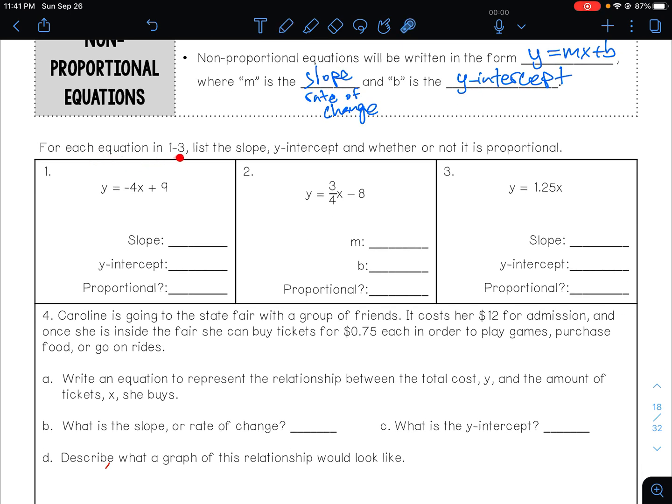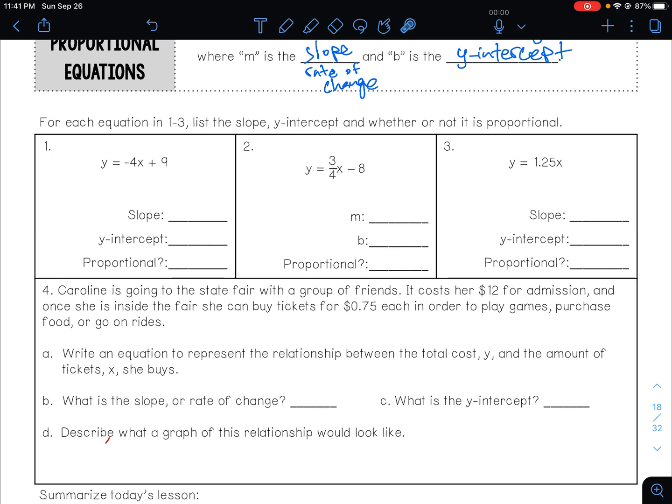For each equation in 1 through 3, list the slope, the y-intercept, and whether or not it is proportional. Well, the slope, remember, is attached to the x. So it's this. You may be thinking, is it 4 or negative 4? It's negative 4. The negative just tells us that it's a line going downward. The y-intercept is, you may be thinking 9. It is positive 9. Now you can just write 9, or you can write plus 9, which is positive 9. And finally, is it proportional? No. Why not? It's because you have that y-intercept. If the y-intercept is not 0, then it's not proportional.